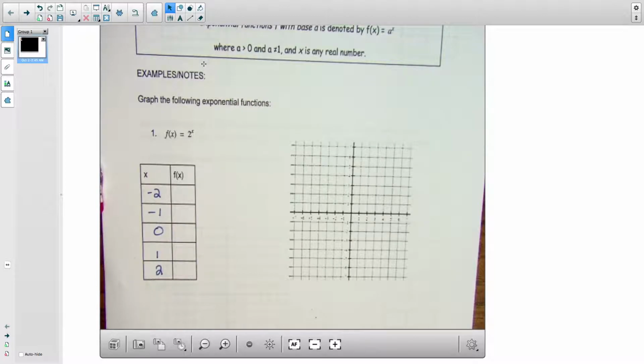All right. When you raise it to the negative 2, I'm seeing a couple different answers here. I'm seeing a fourth. I think I saw a negative 4. Anybody have something else?